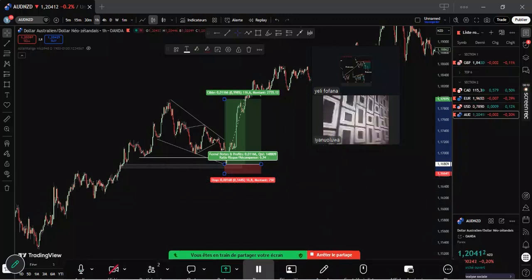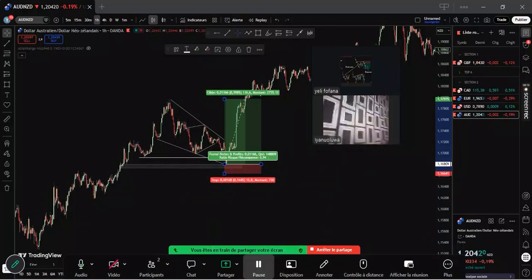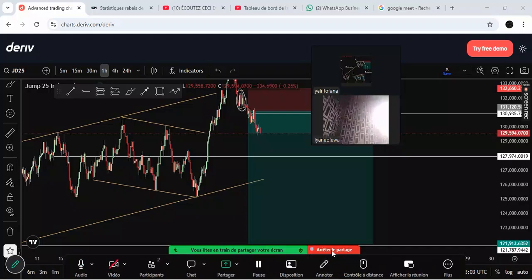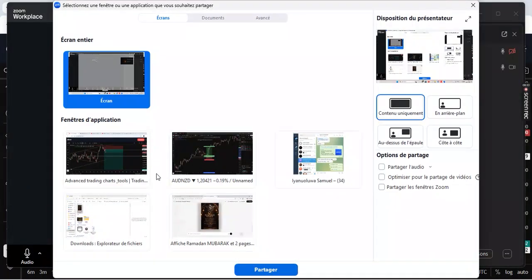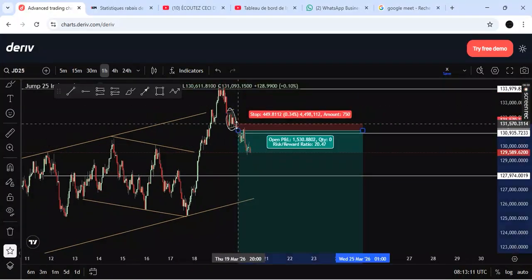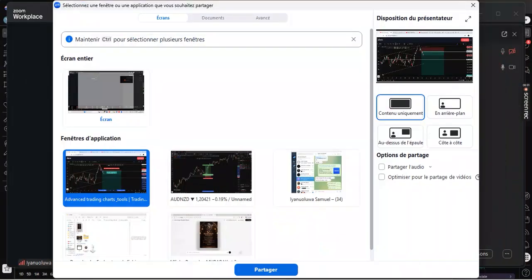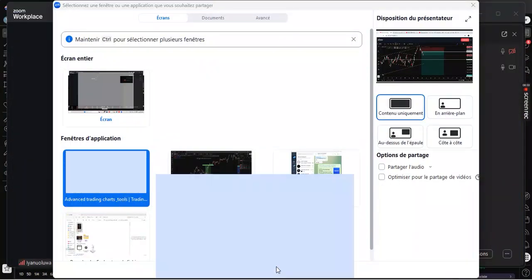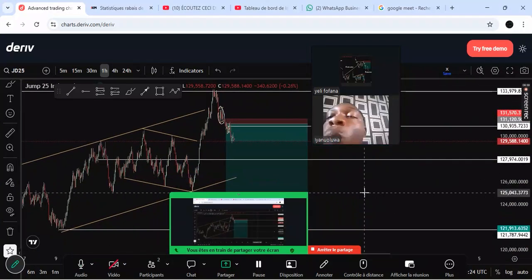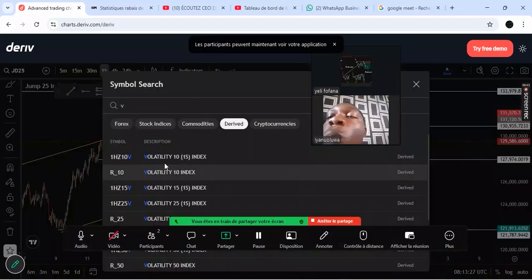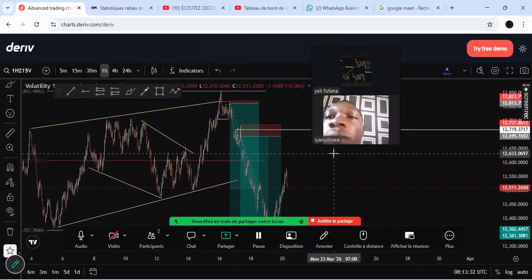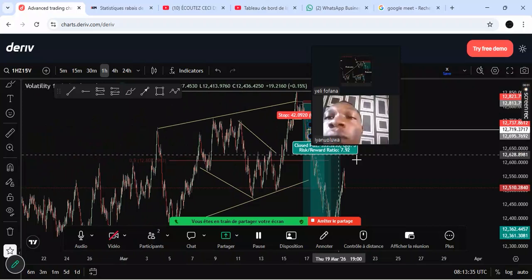I'm gonna share with you another trade. Let me show you this trade. You see my screen? No, not this one. I'm gonna show you another one. Check this trade, bro. Focus on the entry and the way price took all the things.